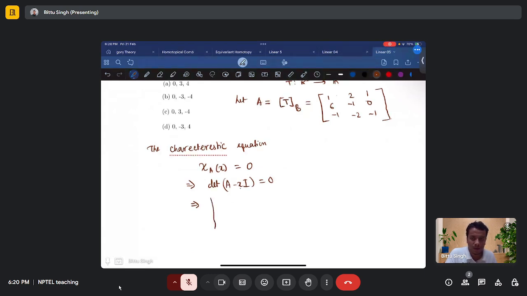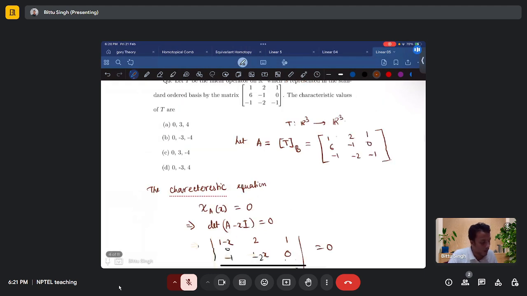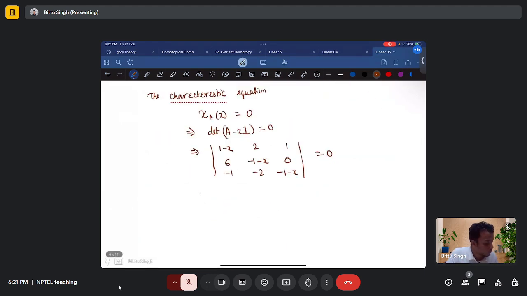If you subtract x from the diagonal, we get the matrix A minus xI. It will look like 1 minus x, then again subtracting from the diagonal, minus 1 minus x, again minus 1 minus x, and the rest of the things are unchanged. So this determinant is 0, and all the characteristic values are obtained from this characteristic polynomial. That is, we need to solve this equation. Okay, so let us try to solve this.